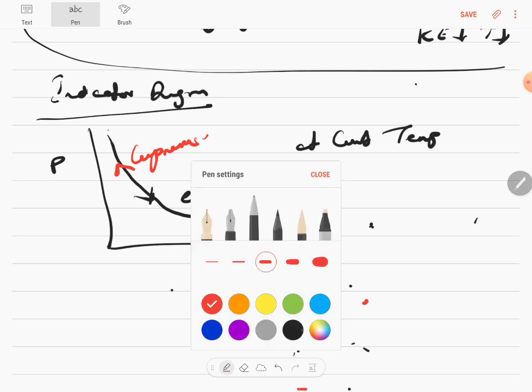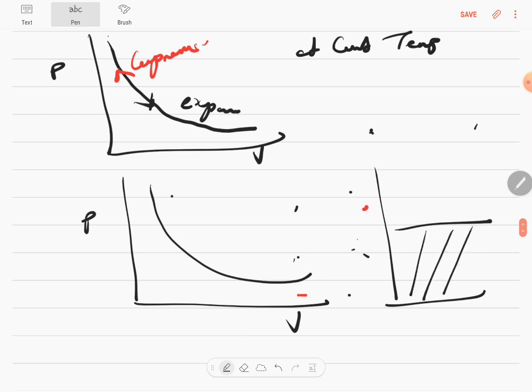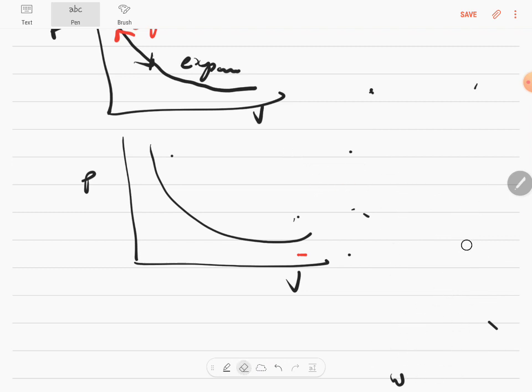And a PV graph is called an indicator diagram. If it was a straight line, you can find the area under the graph, which is P into V, which is L into B kind of thing, which is nothing but work done. Work done is force into displacement, and force itself is pressure into area, so area into displacement is volume. So PV is nothing but the work done. It's easy to find the work done if it's a straight line, but unfortunately, that's not how it is. It's a curve.